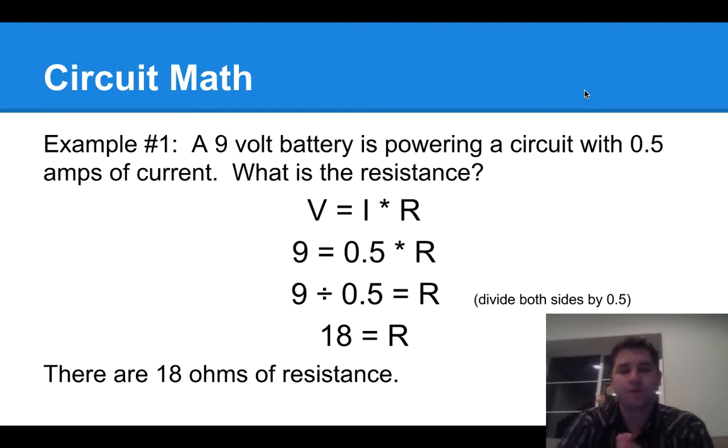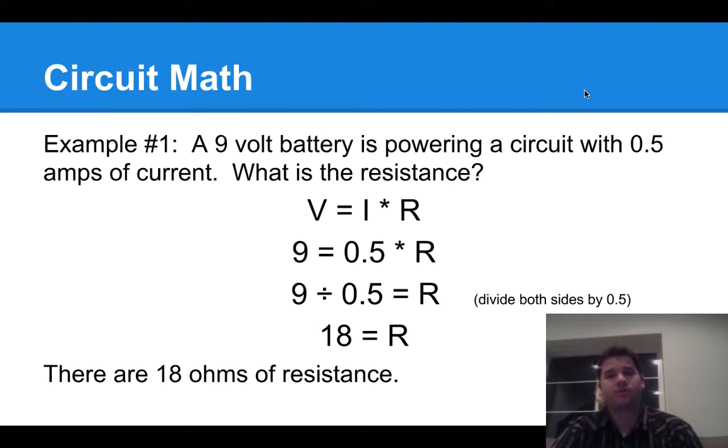So I'm going to give you two examples of actually using Ohm's law to solve for an unknown value. So suppose we have a 9-volt battery and it's powering a circuit with half an amp of current, 0.5 amps of current. What is the resistance? Okay, we know two of the quantities. We know how many volts, we know how many amps, so we can use some algebra to figure out what is the resistance needed in this circuit.